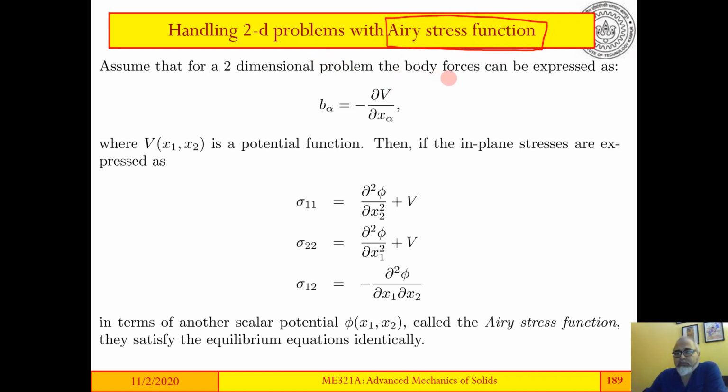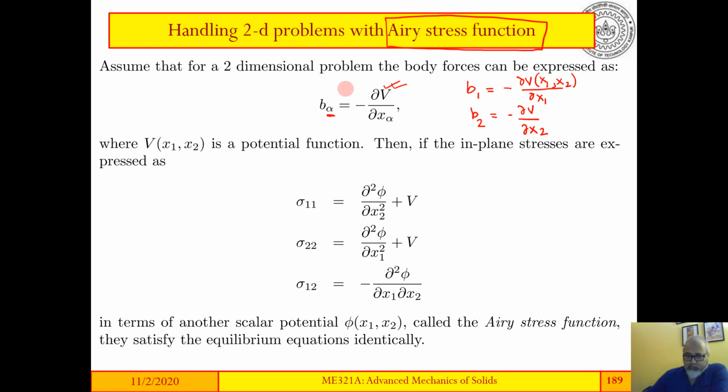Now imagine that there are body forces, and because I have put this Greek index alpha, which goes from 1 to 2, which shows that there are two body force components at each point, B1 and B2, and we assume that these are given in terms of a scalar potential V, which is a function of x1 and x2. How the scalar potential will look like, we will see in a moment. B1 and B2 can be expressed in terms of a scalar potential.